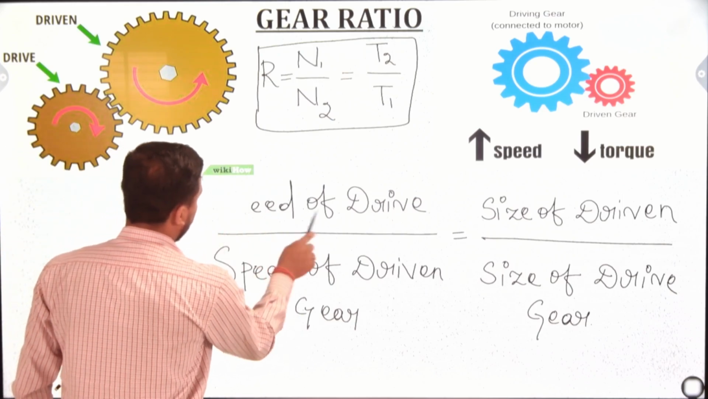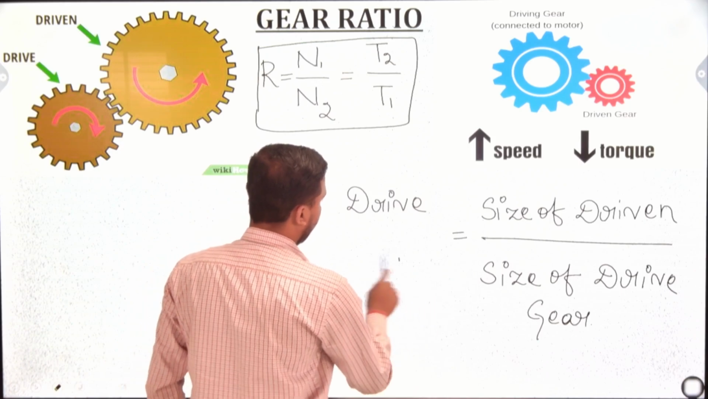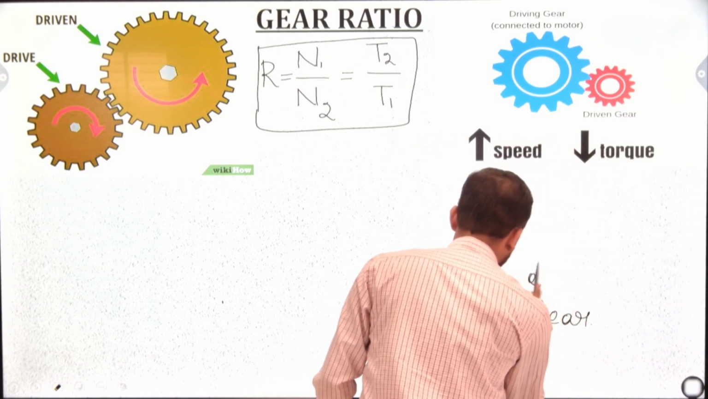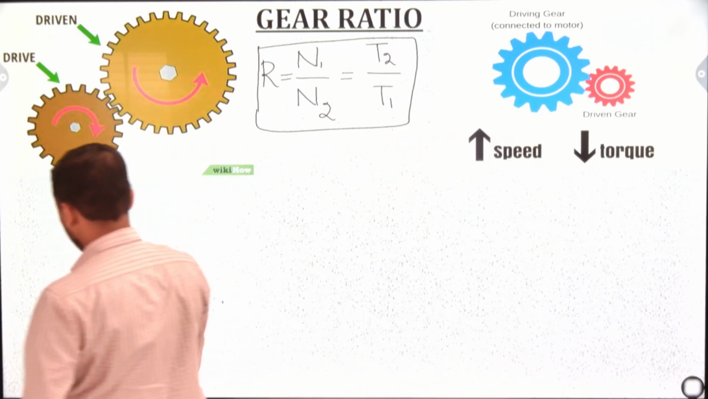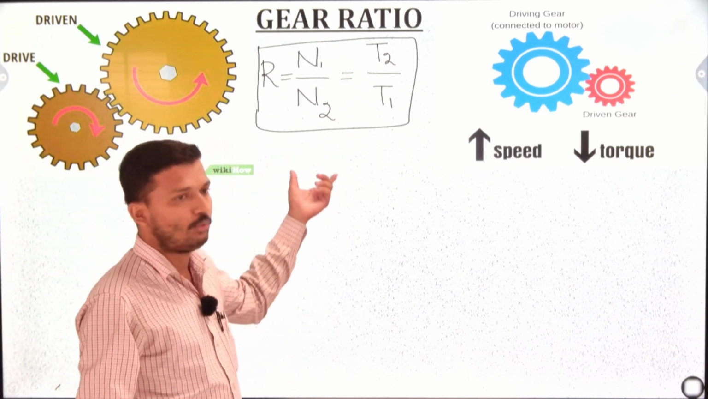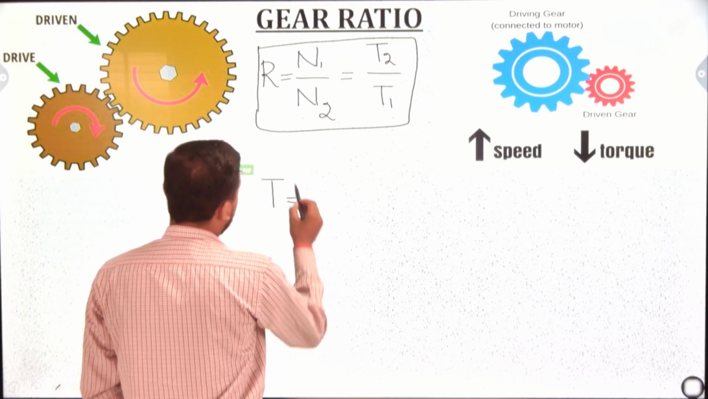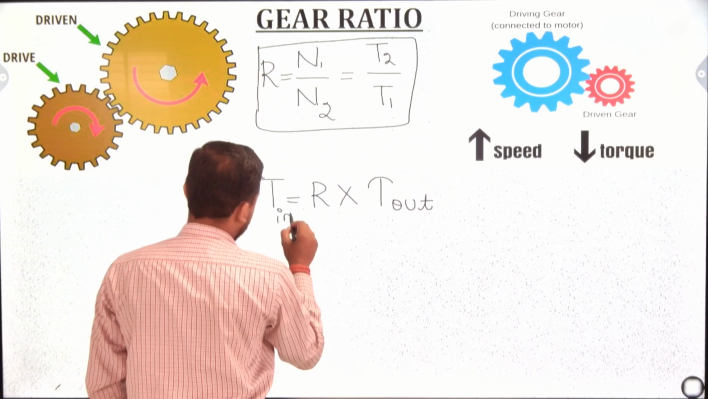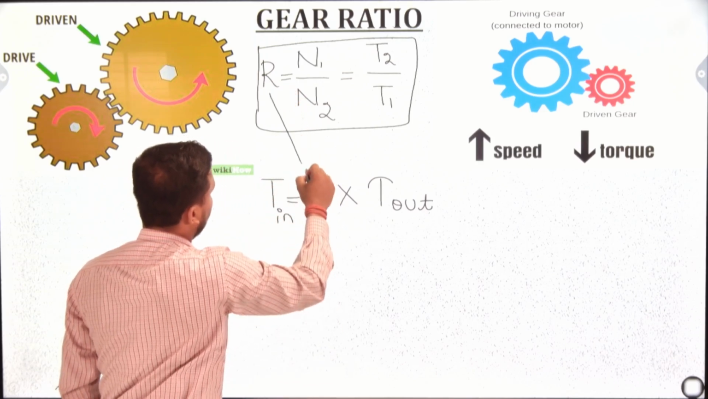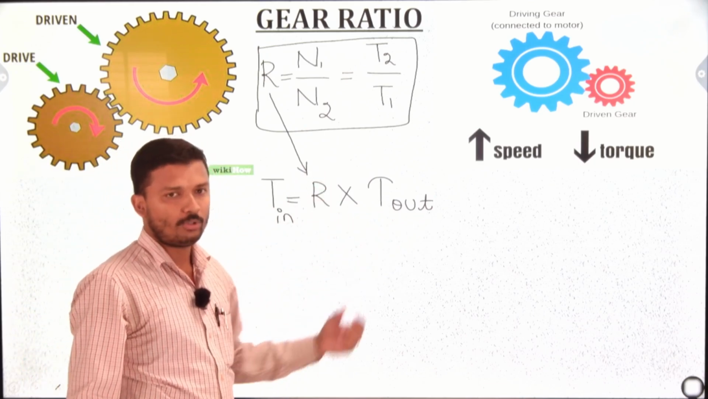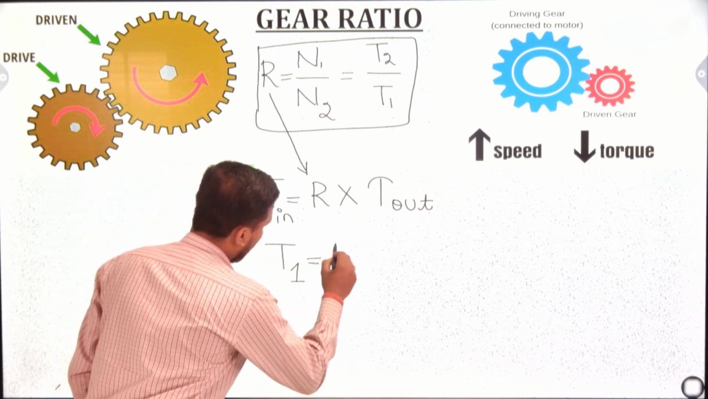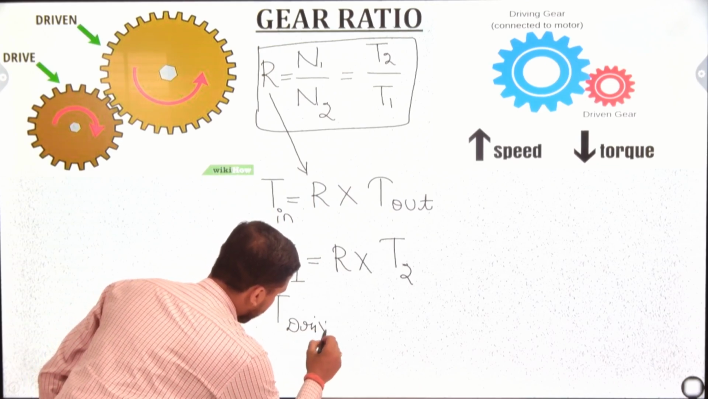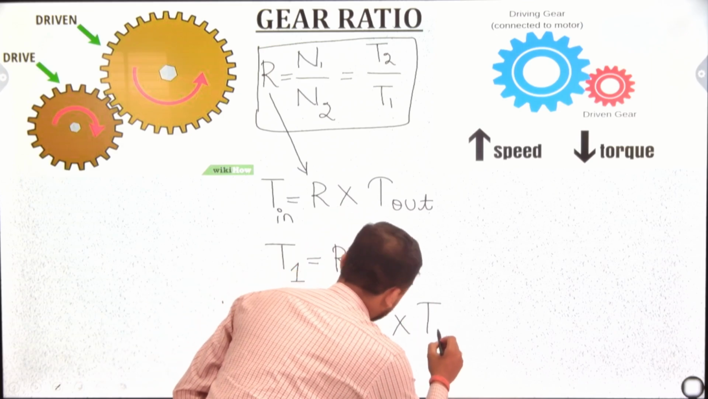How to get the speed and how to get the torque: all these formulas are dependent on each other. Over here we are getting the ratio, but with this ratio, how do we find the torque? There is another formula for the torque, similar to this equation: torque in equals the ratio R, this gear ratio, times torque out. You can write T1 is equal to R into T2. That means the torque of the drive gear is equal to the ratio R times the torque of the driven gear.